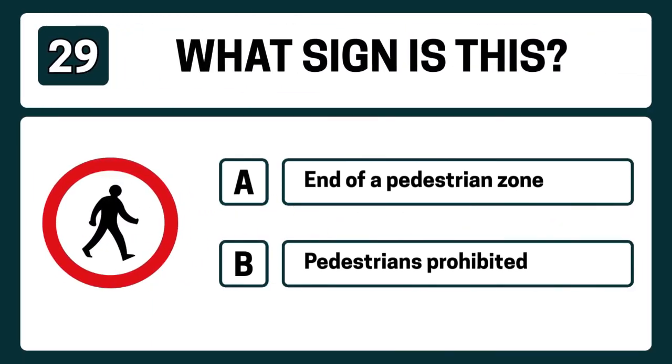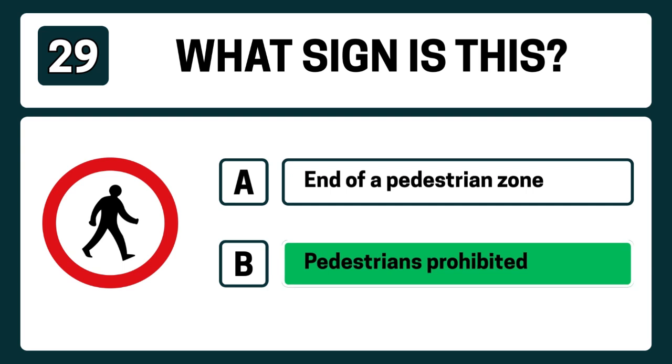What sign is this? End of a pedestrian zone or pedestrians prohibited? Excellent. The pedestrian prohibited sign prohibits pedestrian activity in the area.